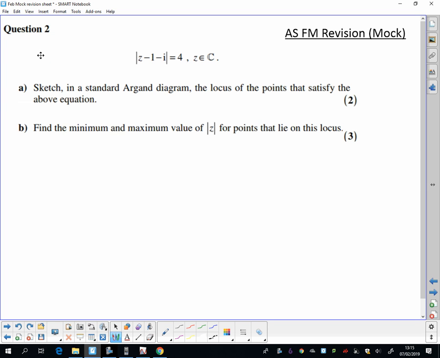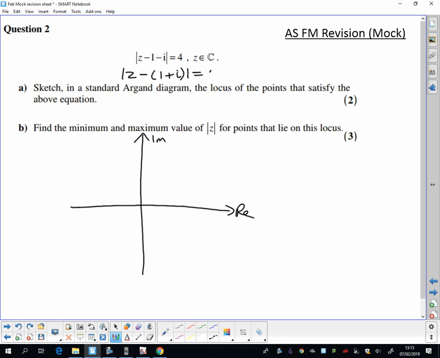Locus question where we're going to draw on our Argand diagram. So, draw our imaginary and real axis, and what we've got here. So this is a modulus of something equals 4. So this is going to be a circle, but you can see our circle's been translated.